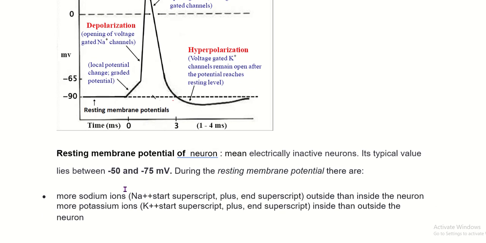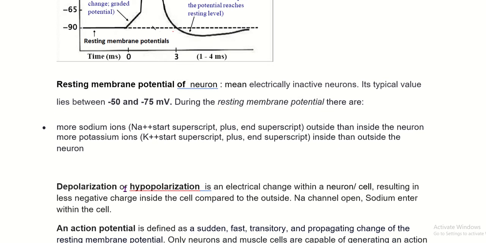So what is resting membrane potential? Resting membrane potential means an electrically inactive neuron. When neurons are not working, this is an inactive neuron. Its typical value lies between -50 to -75 millivolts. During resting membrane potential, there is more sodium outside the cell and more potassium within the cell.